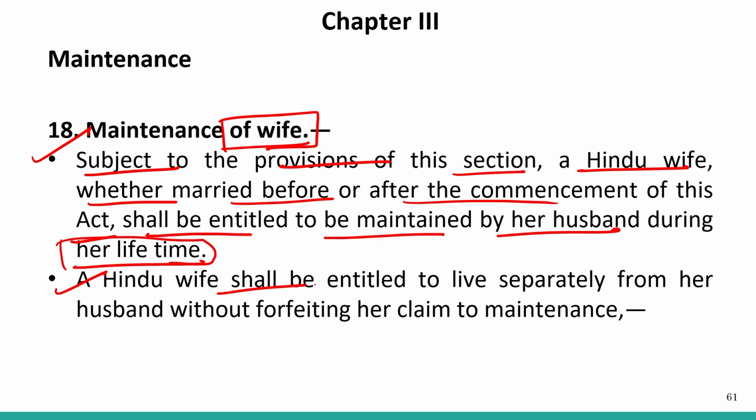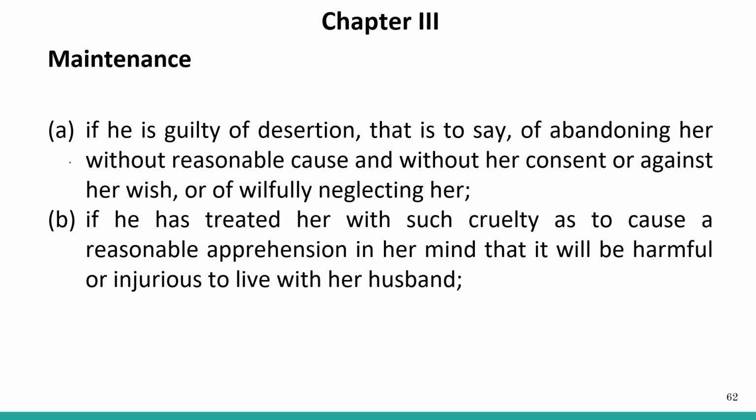A Hindu wife shall be entitled to live separately from her husband without forfeiting her claim to maintenance. This becomes a very important provision. She shall be entitled to live separately without forfeiting her claim to maintenance if he is guilty of desertion, that is to say, of abandoning her without reasonable cause and without her consent or against her wish, or willfully neglects her.